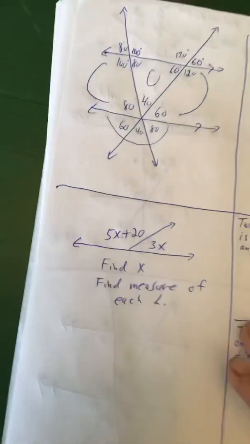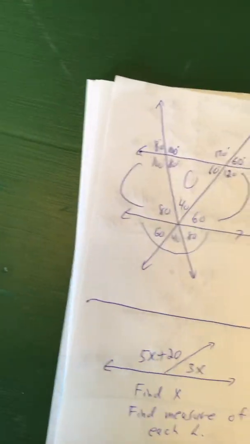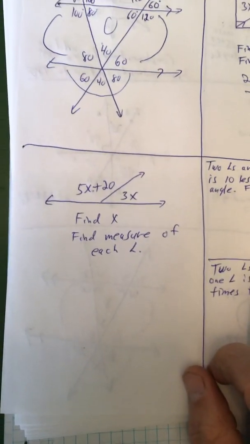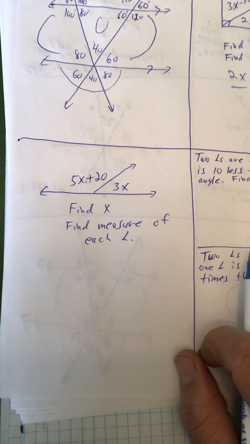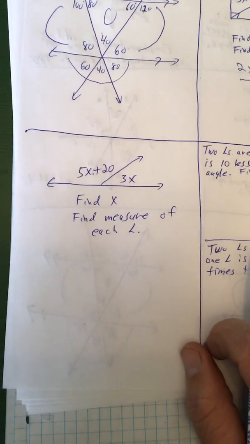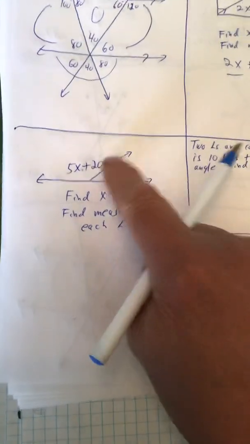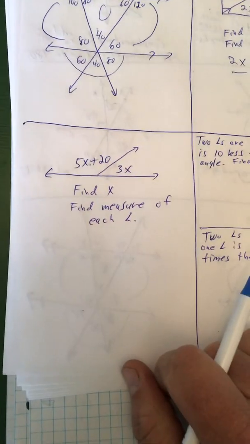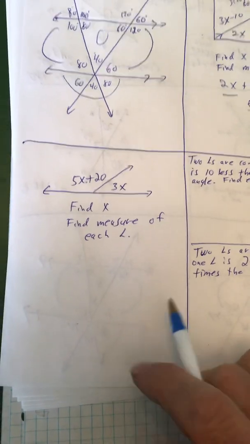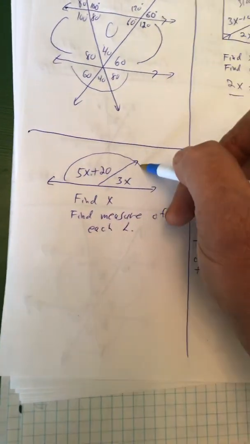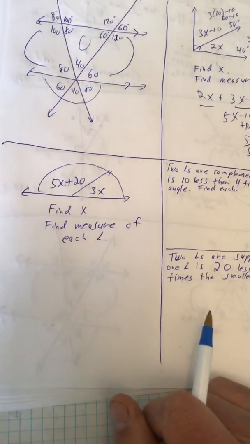So here's, I'd like you to give this one a try. So find x and find the measure of each angle. So hit pause and give it a try. Now these two angles are going to add up to what? Yep, they're going to add up to 180 because they are supplementary. It's half a circle. So away you go.